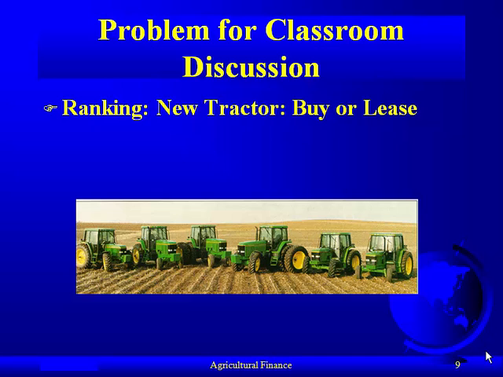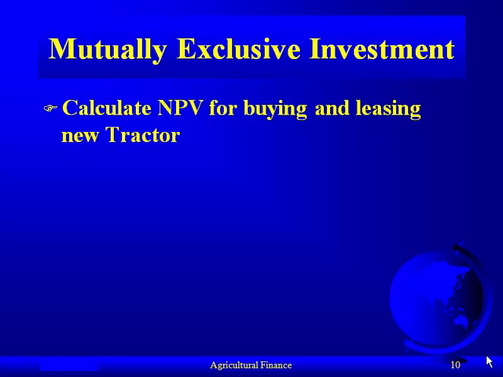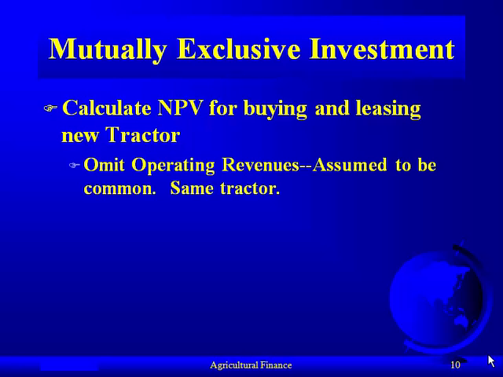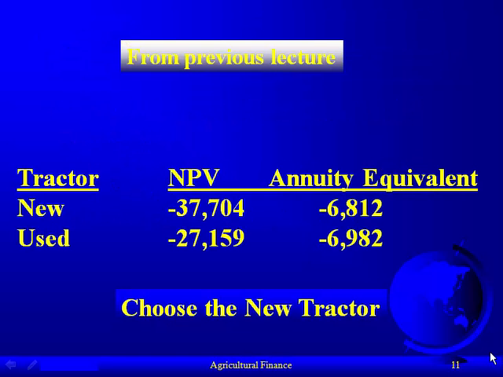And because they're mutually exclusive, whether we buy the new one or the used one or leasing it, it's mutually exclusive. We don't need 3 tractors, we don't need 2 tractors, we just need one. We're going to calculate then the net present value for buying and leasing the new tractor. And again, we're going to omit the operating revenues because whether we lease that tractor or buy the tractor, it's the same tractor. So it provides the same revenues. Then we calculate the annuity equivalents.